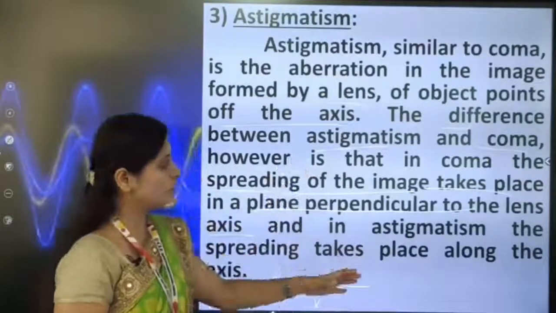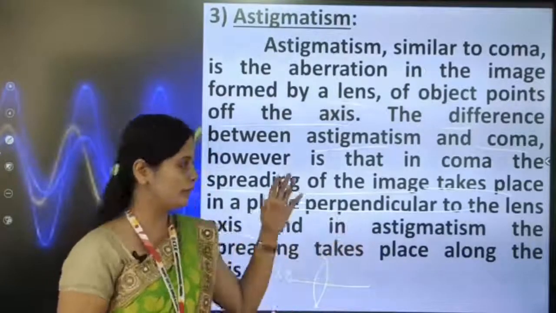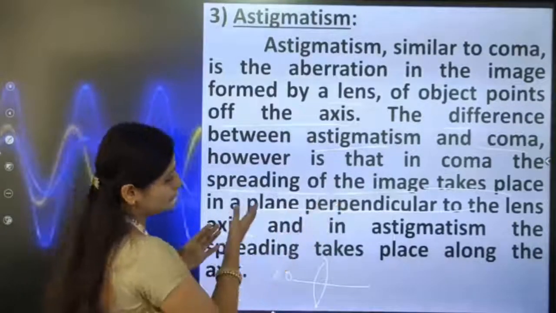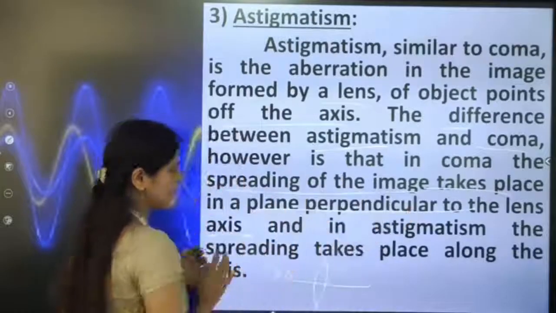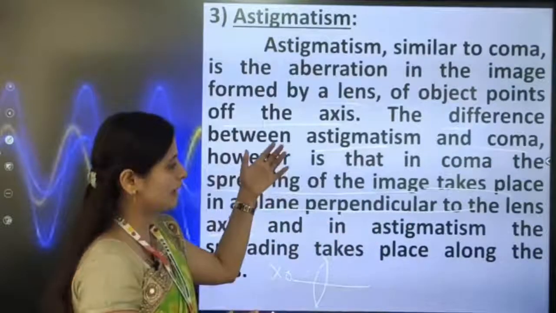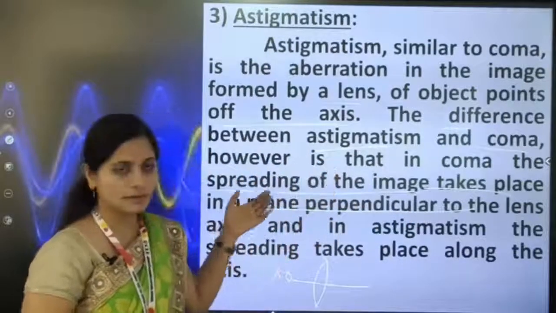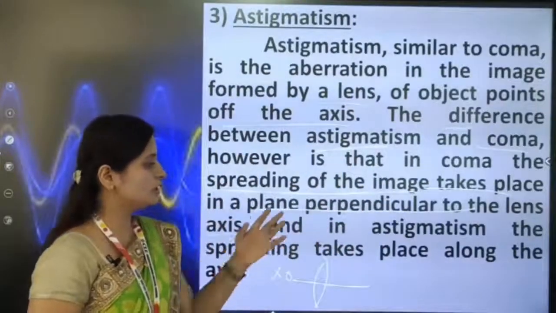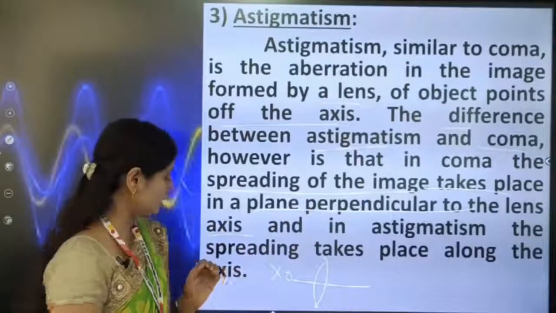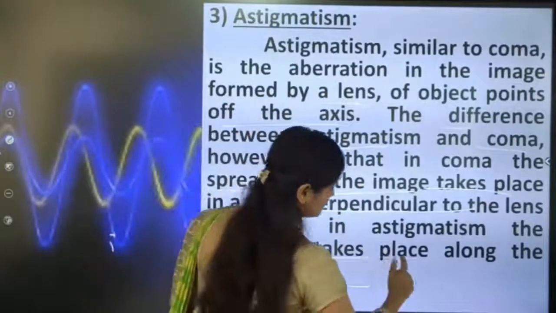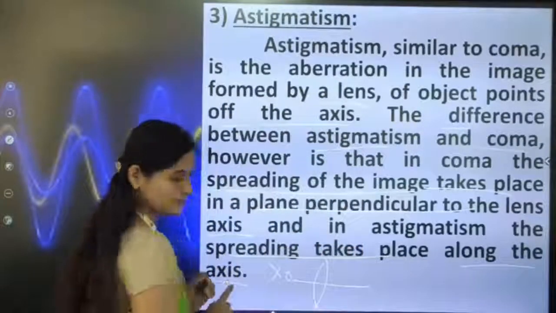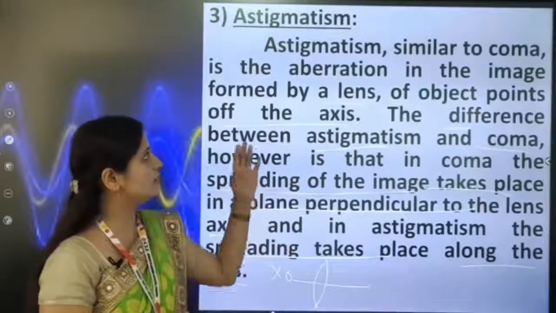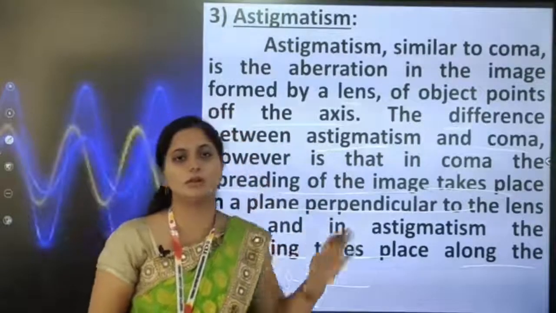In astigmatism also, spreading of images takes place. That takes place in a plane that is perpendicular to the lens axis. Spreading of light takes place in what? A plane perpendicular to the lens axis. So in astigmatism, see here, the spreading takes place along the axis. Got it? So this is one difference between astigmatism and coma.